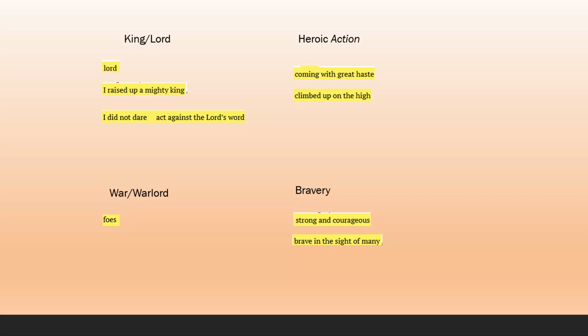Bravery is a necessary quality for an Anglo-Saxon warrior, an Anglo-Saxon hero, and here Christ is strong and courageous, and he's brave in the sight of many. That's also important because he's developing fame as well. But that's a different thing. So we want to keep our evidence, at least in this regard, focused on our inferences there. And of course, foes, war or warlord.